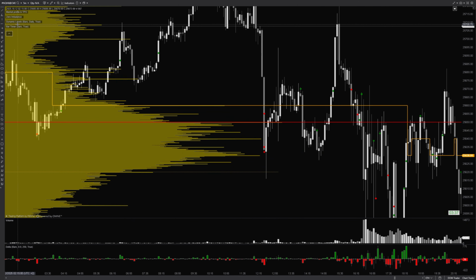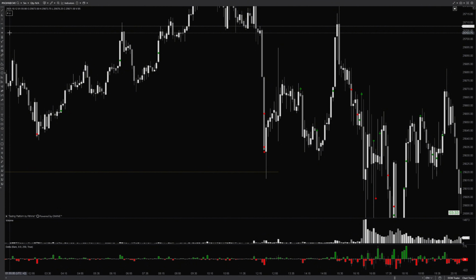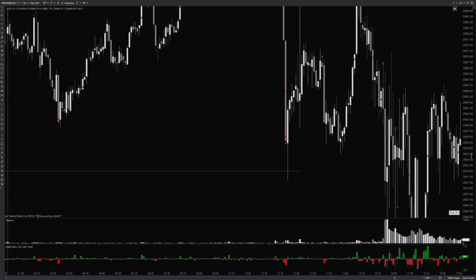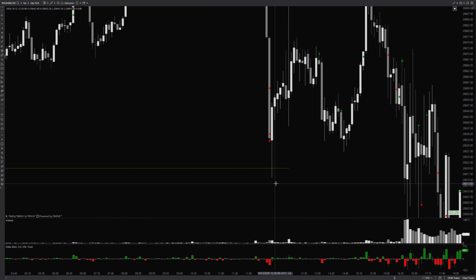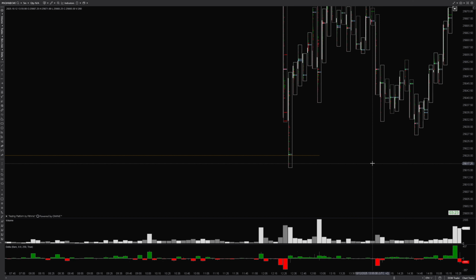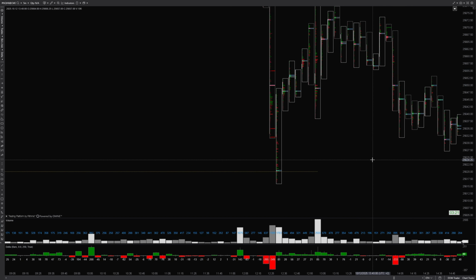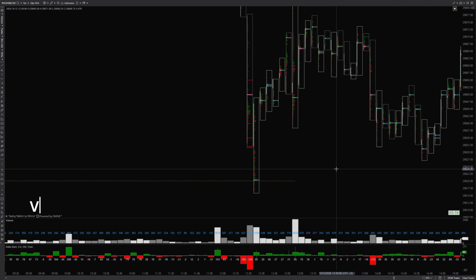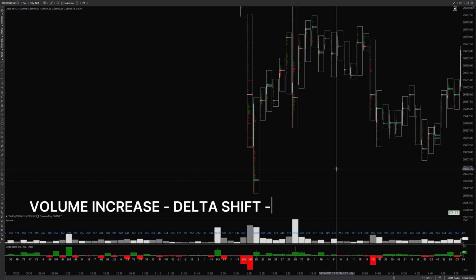So let's zoom in. Let's put these indicators off, and also this one to make it a bit better. As you can see, perfect rejection from this key level. And when we zoom in on the footprint, you know what we are looking for: a volume increase, a delta shift, and stacked imbalances.